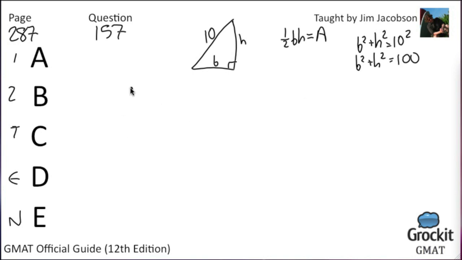So let's see what we get from our statements. Statement 1 tells us that the area of the triangle is 25 square centimeters, so we can use the area formula. 1 half the base times the height equals 25. So we know that the base times the height equals 50. And then we also know that base squared plus height squared equals 100.